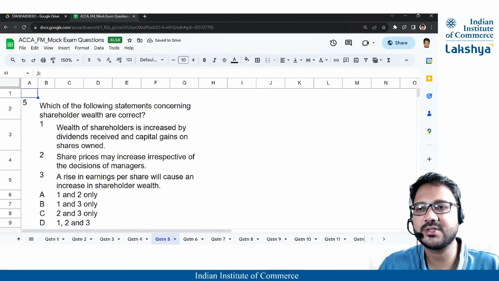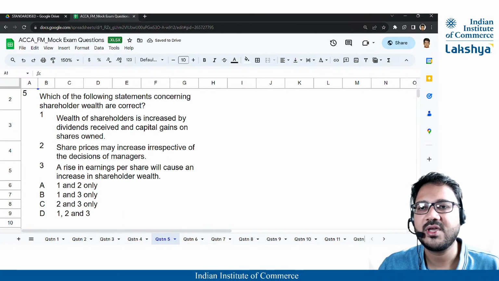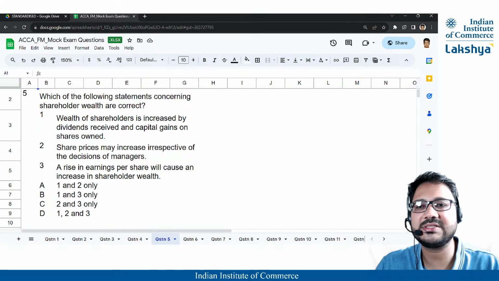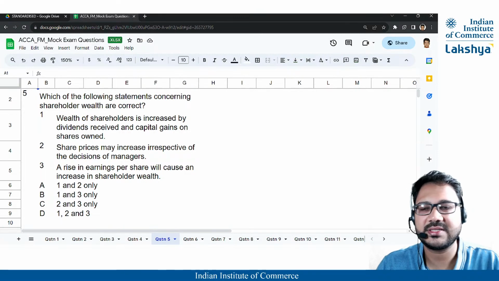Okay, moving on. Question number 5. Which of the following statements concerning shareholders' wealth is correct?